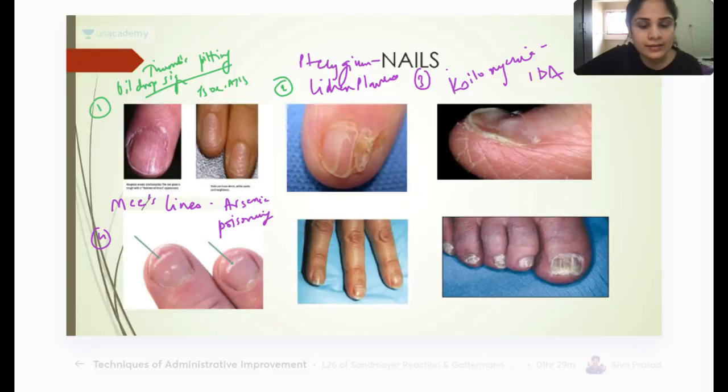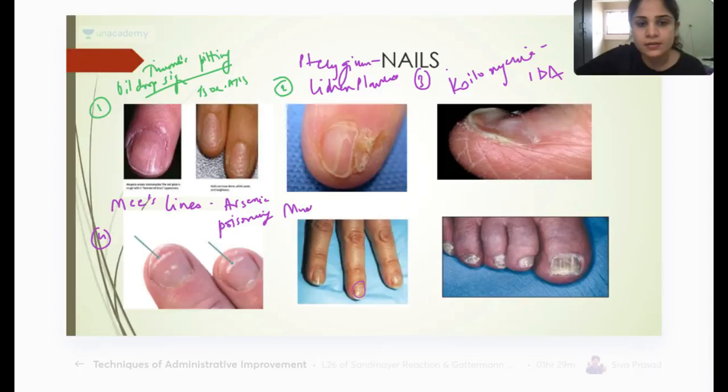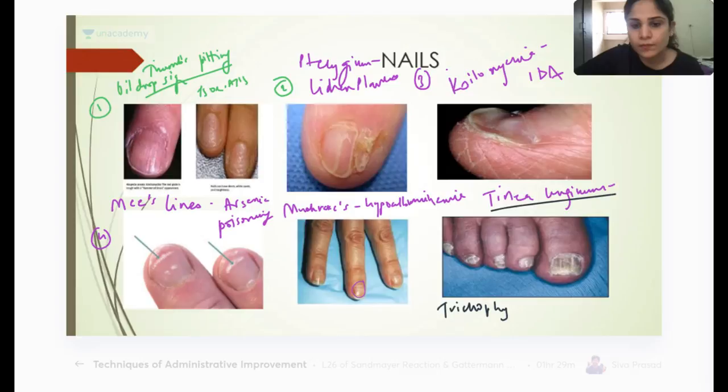Now, next, if you see overall on the nails again, over here you see there are many white lines, and in fact this nail becomes completely white at times. That is called Muehrcke's nails, and that is seen in hypoalbuminemia. And last one, can you see the nail is completely destroyed over here? What is that called, and in which condition do you have it? That is called tinea unguium, which is nothing but fungal infection of the nails. What is the causative organism for tinea unguium? The causative organism is Trichophyton rubrum. These are all the different types of nail findings that they ask you in the exam.